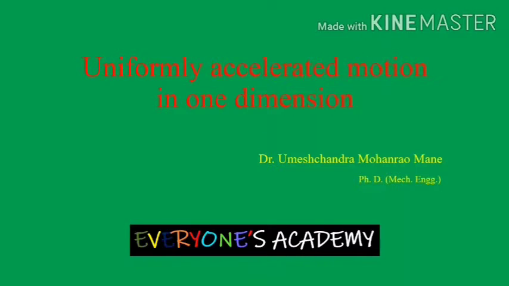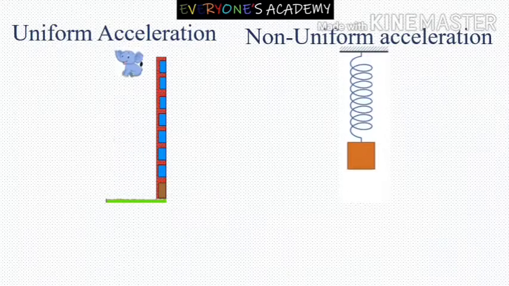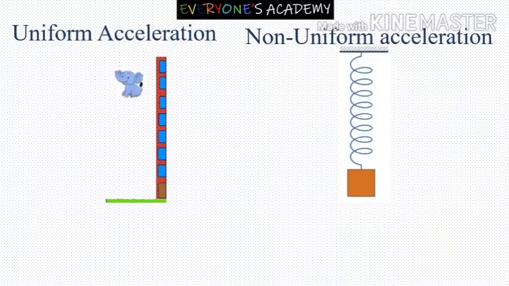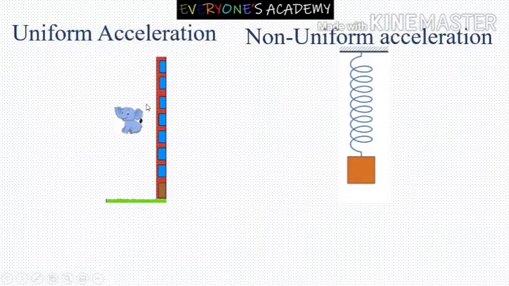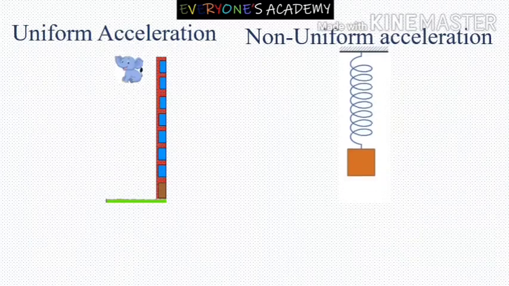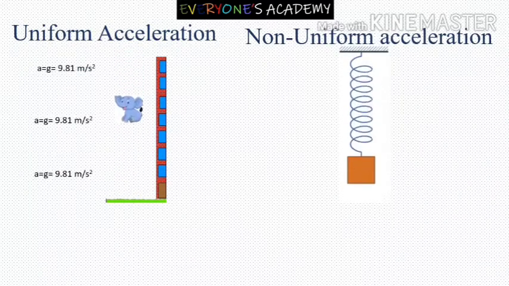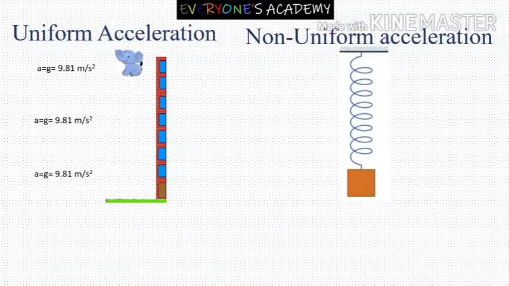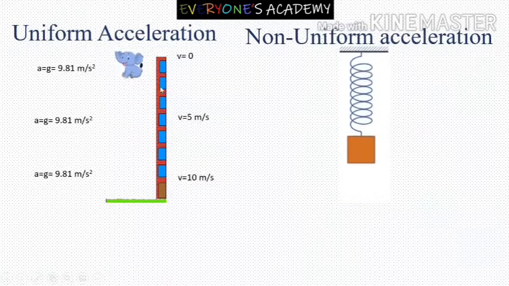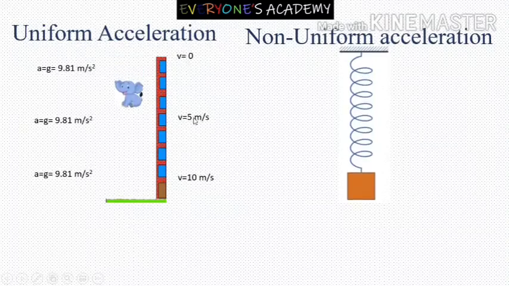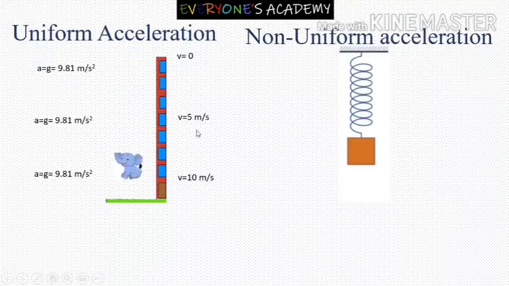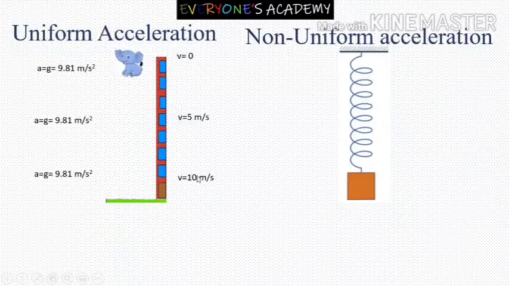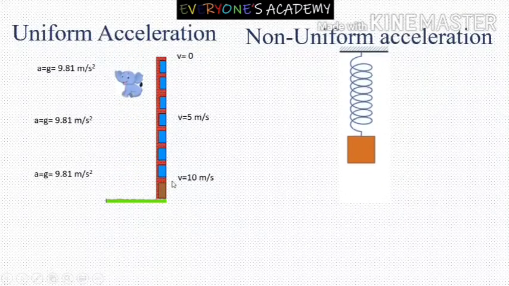In this video, we will study uniformly accelerated motion in one dimension. Here, we can see that an elephant is falling under gravity. This is an example of uniform acceleration where acceleration a equals 9.81 at every point. But velocity is continuously increasing. At the uppermost position, velocity is 0, then it becomes 5 meter per second, and subsequently it becomes 10 meter per second when the elephant reaches the ground.